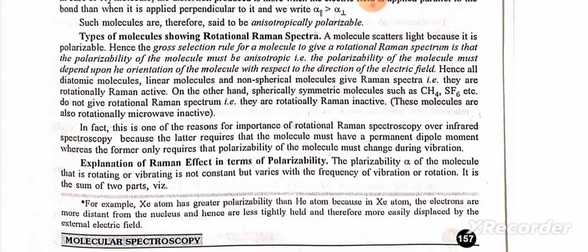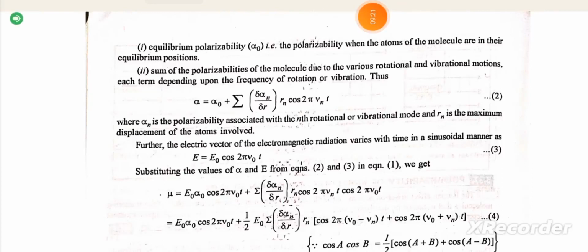The polarizability alpha of the molecule that is rotating or vibrating is not constant but varies with the frequency of vibration or rotation. It is the sum of two parts. First is the equilibrium polarizability, that is the polarizability when the atoms of the molecule are in their equilibrium position. Second is the sum of the polarizability of the molecule due to various rotational and vibrational motions. Each term depends upon the frequency of the rotation or vibration.